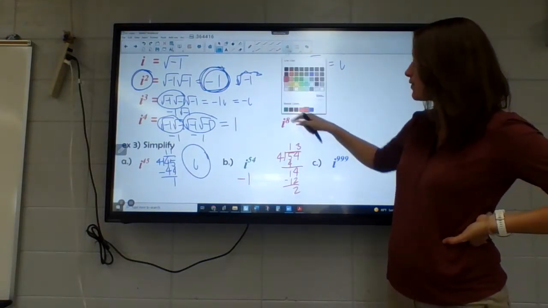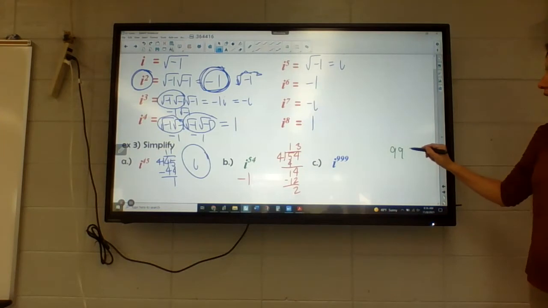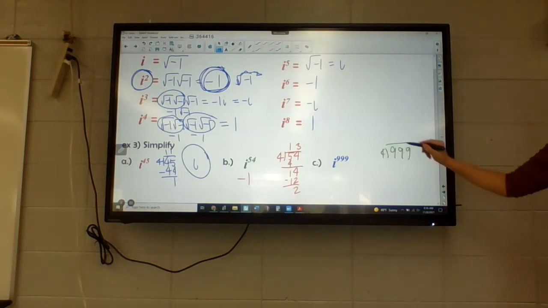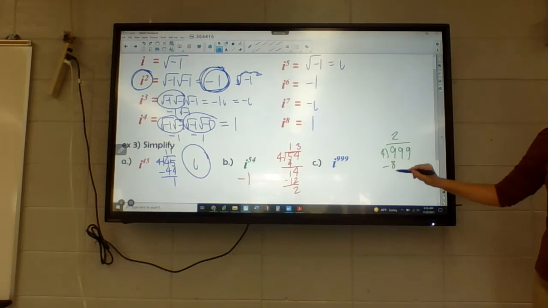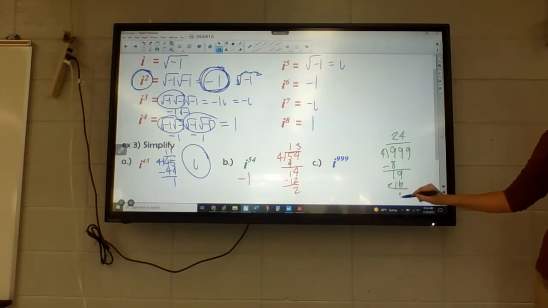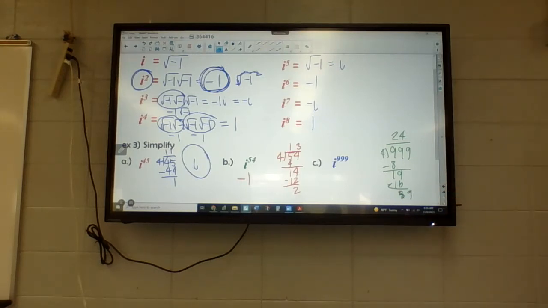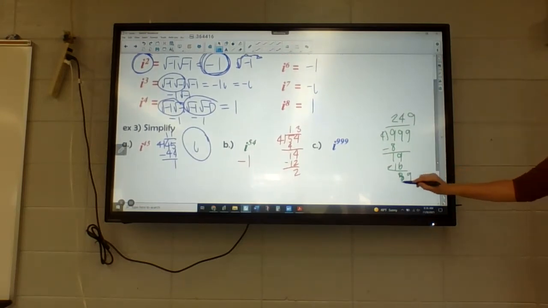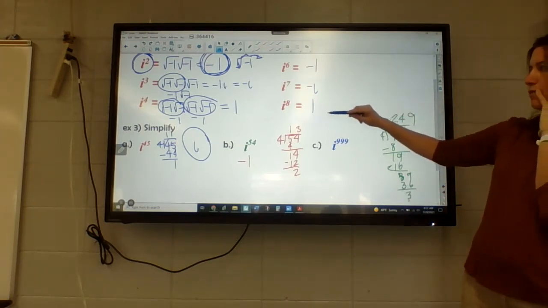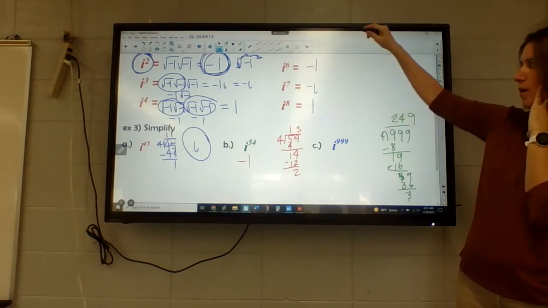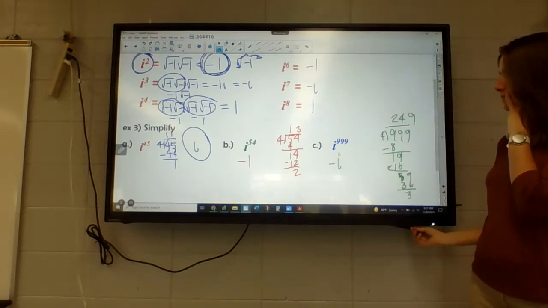And I'll show you guys again on the calculator how that works as well. 999 divided by 4 goes in 4 times. Wait, no, yeah, I'm right. This then goes in 9 times. So this is a remainder of 3, so this would be 4, a multiple of 4, then 1, 2, 3, so this is -i.